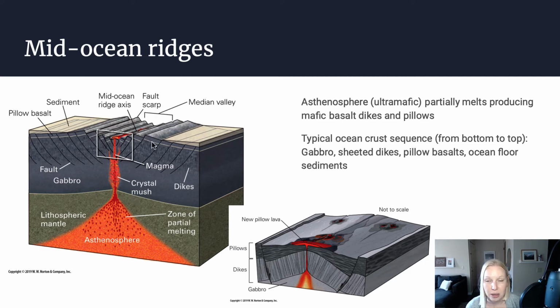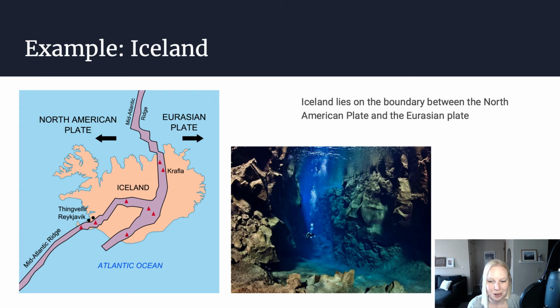And then at the surface, when it actually erupts, you would see pillow basalts, and on top of those basalts, you would see ocean floor sediments. So sediments that have settled on top of the basalt, including microorganisms and plankton, things like that that are floating around in the ocean.